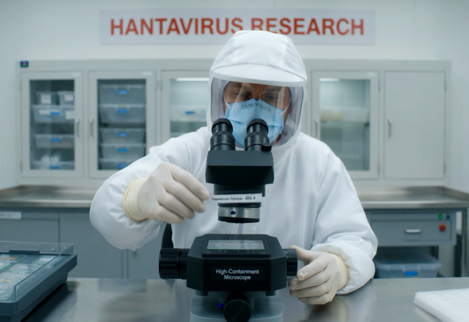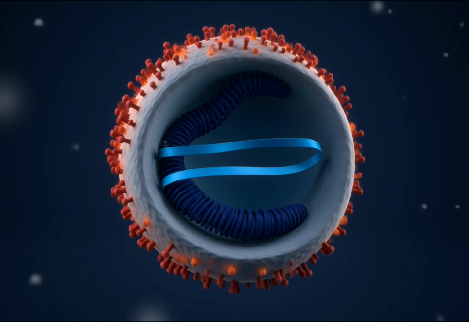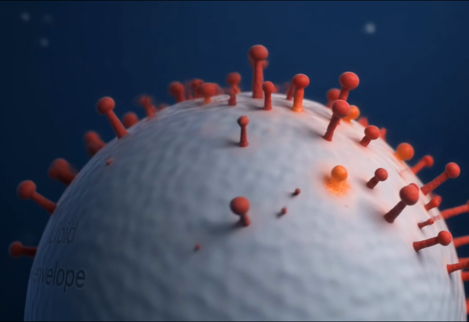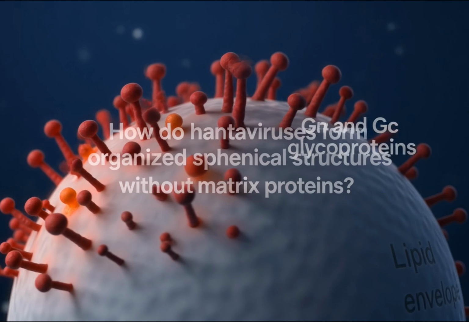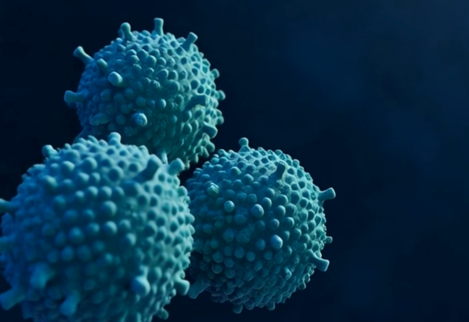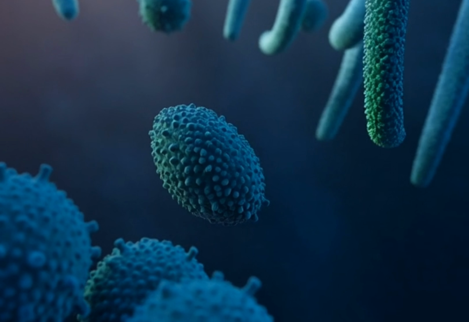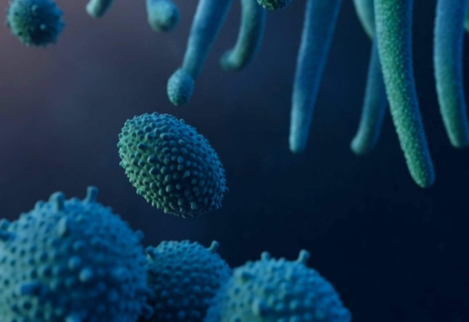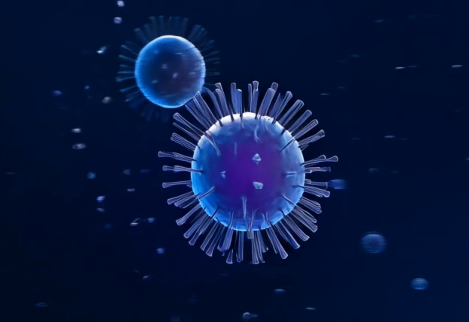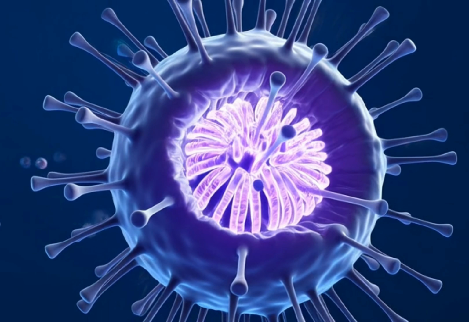Genetics and structure. Hantaviruses have a complex genome made up of 3 RNA segments known as L, M, and S. The L segment produces the RNA polymerase enzyme that allows the virus to replicate, while the M segment encodes the GN and GC glycoproteins that help the virus attach to host cells. The S segment produces the N protein, which protects the viral RNA, and in some strains, it also contains the NS protein that can suppress the immune system.